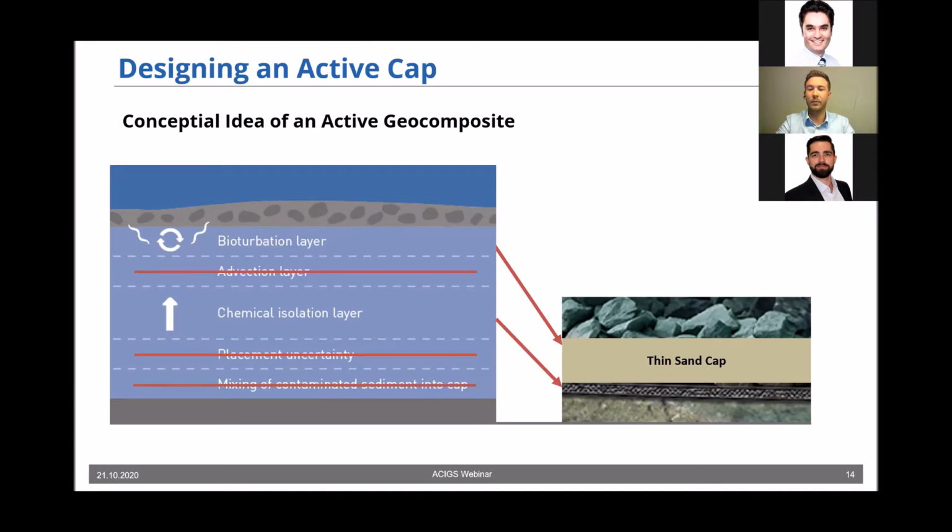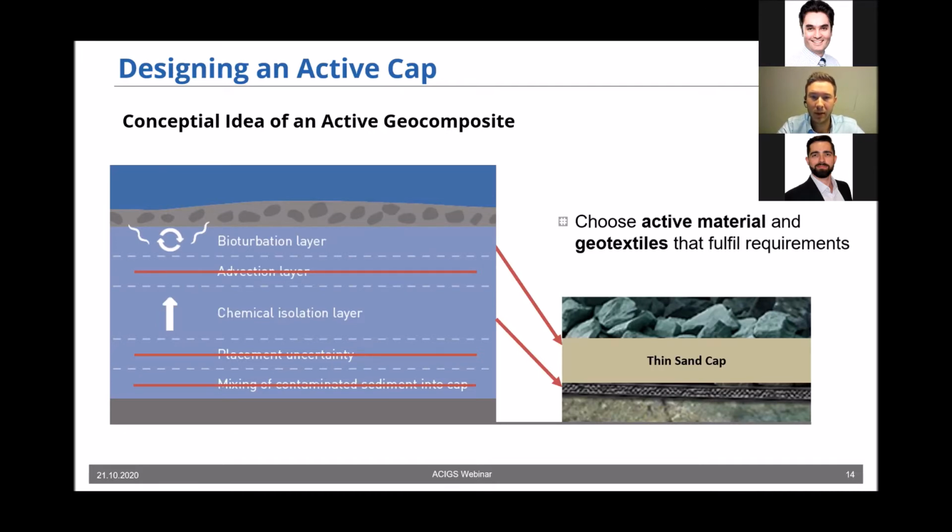But we also have to place a very thin sand cap on top of the active geocomposite in order to protect the textiles against damage and against UV radiation, and also because we want to renaturate our river bodies and make sure that new algae can grow in the seabed. Therefore, we need a sand cap.